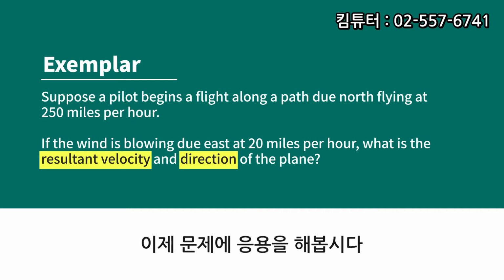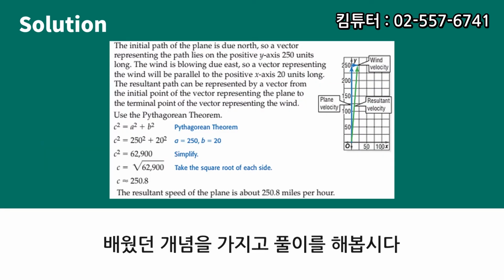Suppose a pilot begins a flight along a path due north, flying at 250 miles per hour. If the wind is blowing due east at 20 miles per hour, what is the resultant velocity and direction of that plane? The solution would be this.